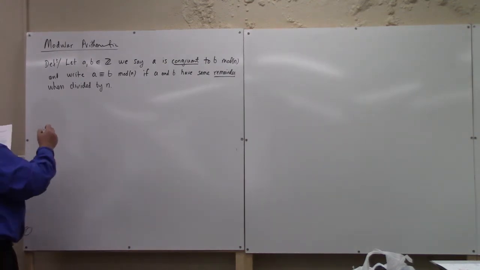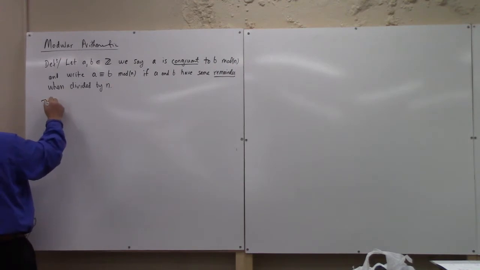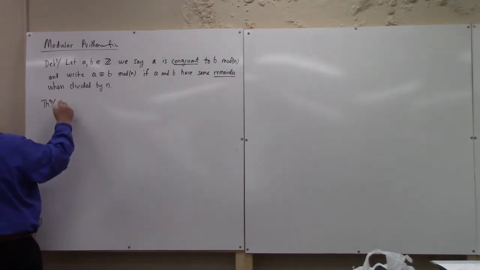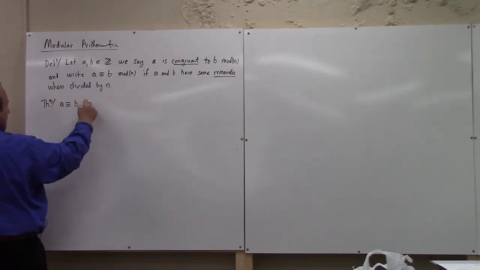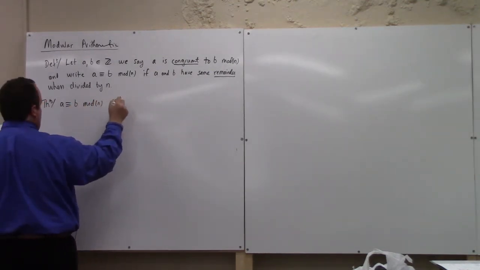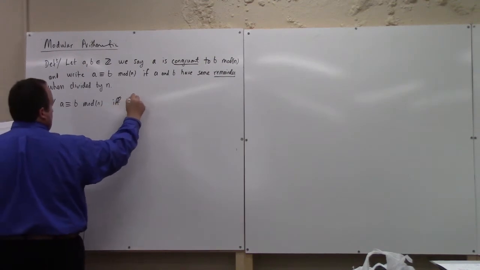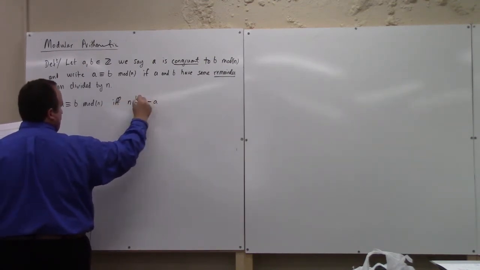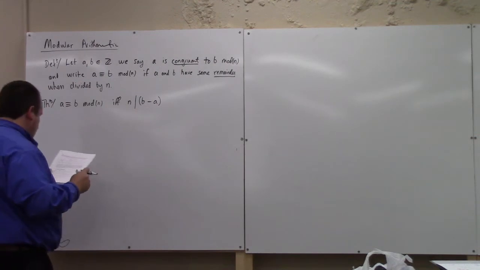So, immediate theorem: A is congruent to B mod n if and only if n divides B minus A. All right?